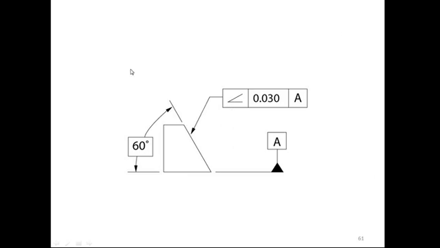Now friends, one more we have shown here, angularity. How are we going to measure the angularity of the component? Here we require a 60-degree angle. The allowable limit is that we can achieve the angle within 0.03 mm with respect to A. So with respect to A, 0.003 mm tolerance deviation is allowed, or 0.03, we can say, in degrees also. It is given in terms of degrees, so we can say it is allowed within 0.003 degree. Within this limit is allowed for this angle.